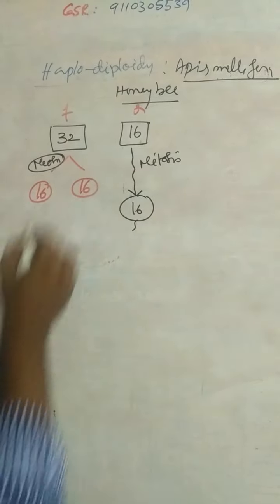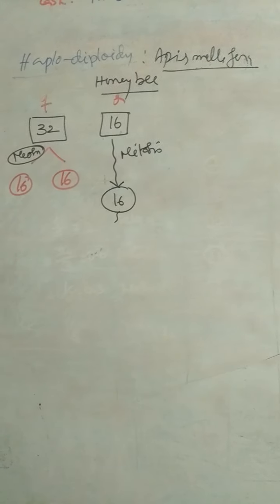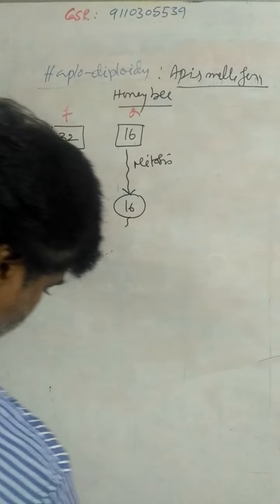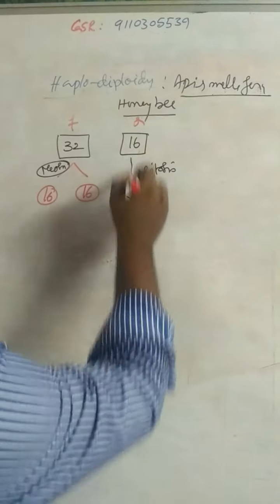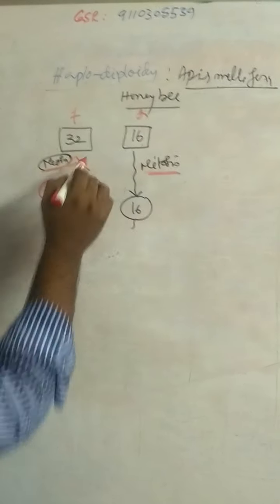Females produce two types of gametes, that is, ova with 16 chromosomes and other ova with 16. Males produce only one type of gamete, that is sperm with 16 chromosomes. During spermatogenesis, mitosis takes place. During oogenesis, meiosis takes place.